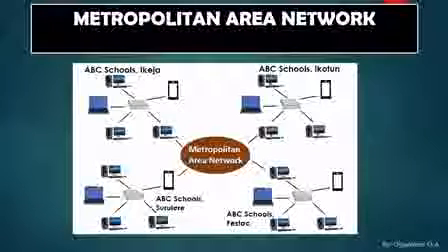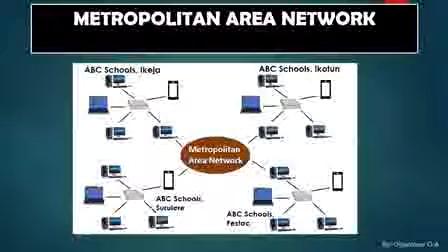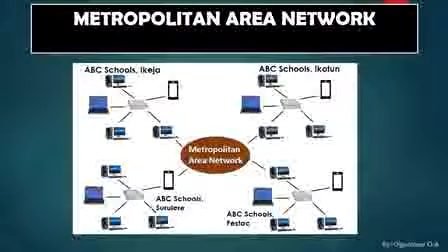Now, the diagram in front of you depicts a metropolitan area network. This is a school that has 4 different branches in different locations. One in Ikeja, one in Surulere, another one in Ikotun, and another one in Festac. Each of these branches have their own separate local area network, and they are now linked together such that a staff in Surulere can communicate with another staff in Ikotun. So this type of network is a metropolitan area network because they are still within the same city.